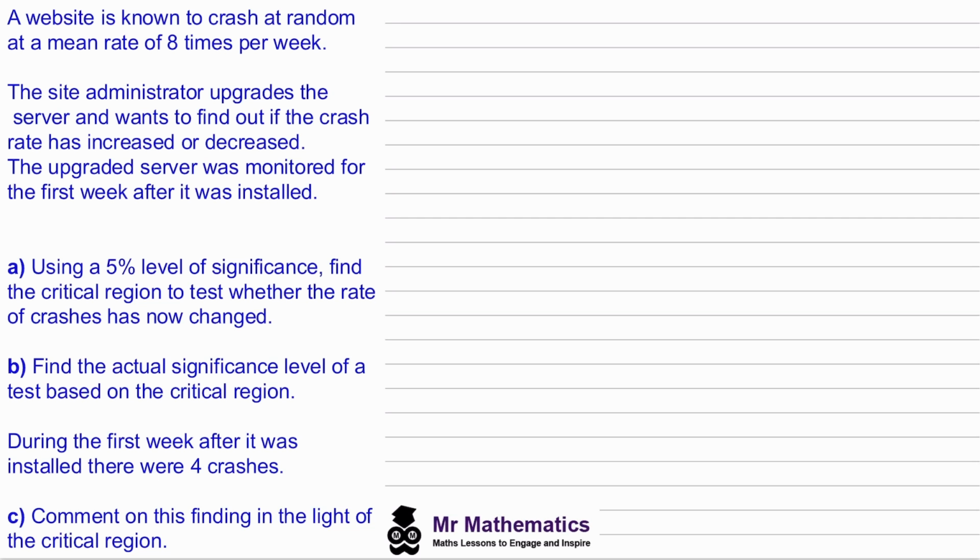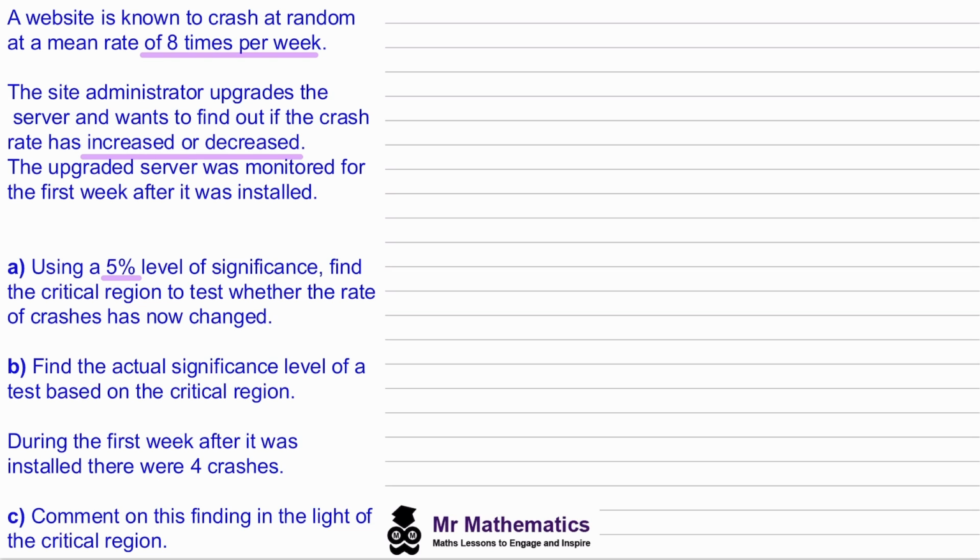Okay, so welcome back. So we have a mean rate of 8 crashes per week. And the site administrator wants to find out if the mean rate has increased or decreased. So we're looking at a two-tailed test using a 5% level of significance. So do you want to try and define your model and work out the two critical regions? You can pause the video and then check your working with mine.